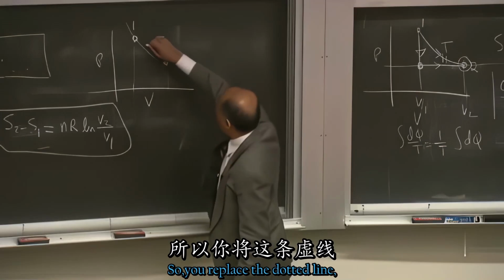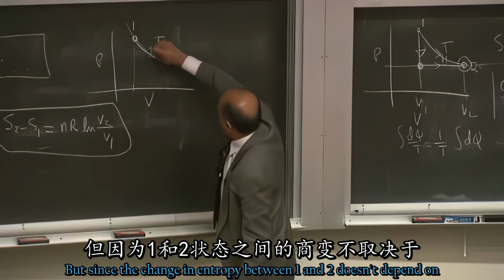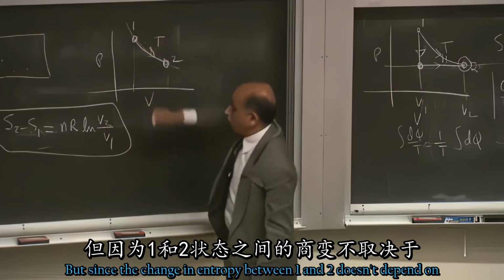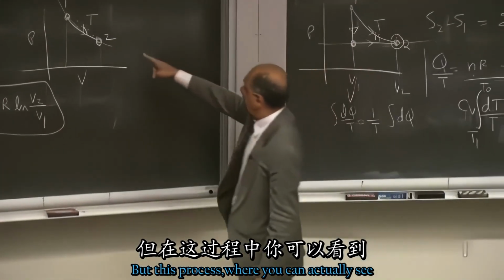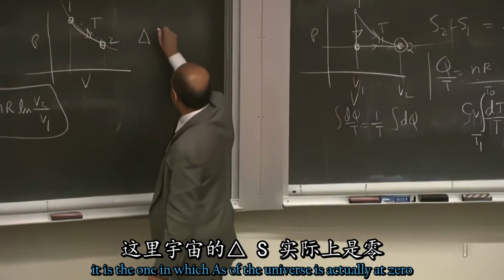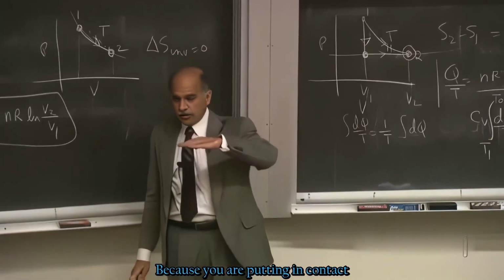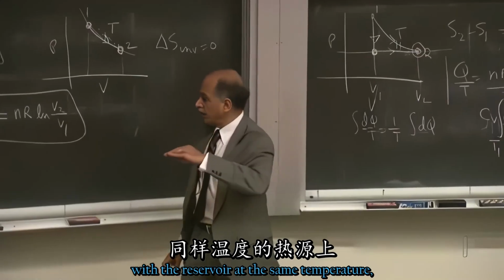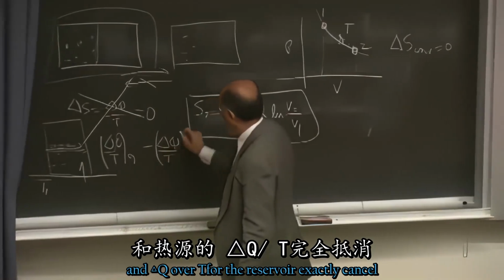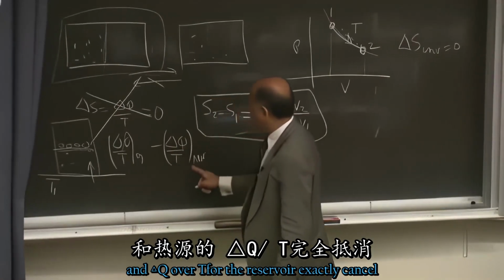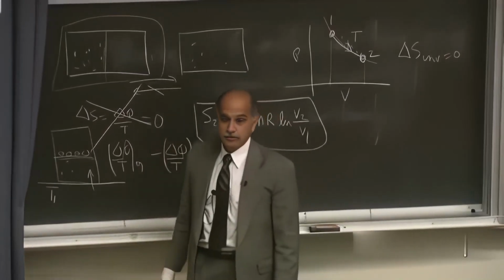So you replace the dotted line, where you cannot compute anything, by a solid line where you can, but since the change in entropy between 1 and 2 doesn't depend on how you got there, that's the answer. But this process, where you can actually see it, is one in which delta S of the universe is actually 0. Why? Because you're putting it in contact with the reservoir at the same temperature, so delta Q over T for the gas and delta Q over T for the reservoir exactly cancel because they're at the same temperature, and delta Q for one is minus delta Q for the other.